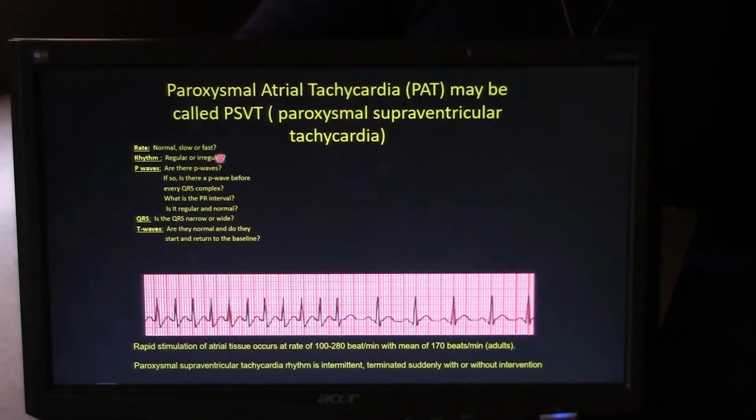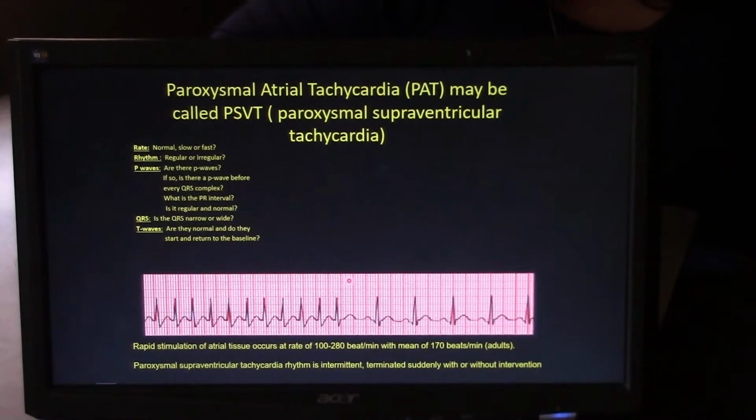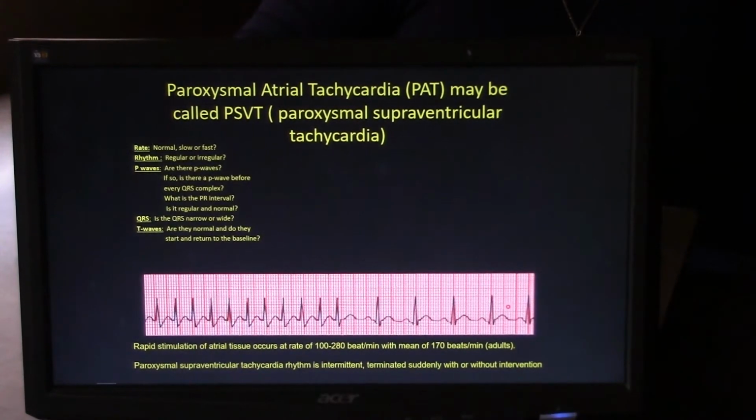So, is the rate normal, slow, or fast? Well, it doesn't take a rocket scientist to look and see that this is fast. But let's actually count it. 1, 2, 3, 4, 5, 6, 7, 8, 9, 10, 11, 12, 13, 14, 15, 16. So we have 16, a heart rate of 160. However, you have to be careful with this particular formula in this case, because when it returns to normal sinus rhythm, you have a heart rate of about 75.